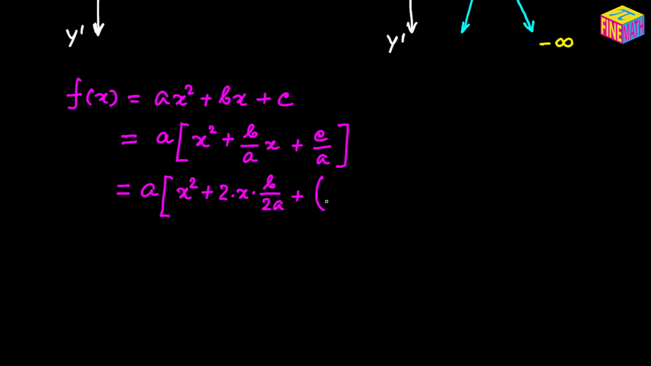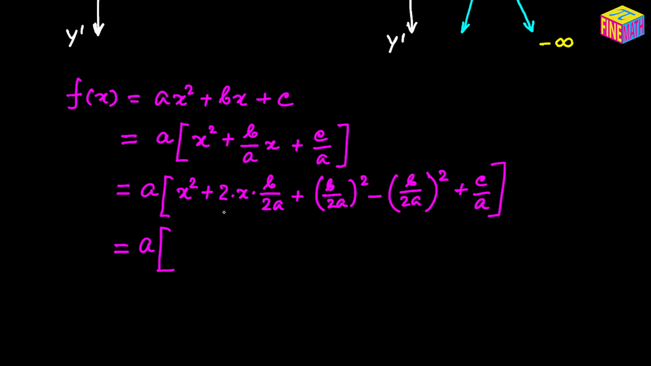plus we are now going to add a new term, b by 2a whole squared, and we're going to subtract it also, b by 2a whole squared, because we didn't have it, so we added it and subtracted it to keep everything in balance, and then plus c by a. So our quadratic expression looks like this. Now from here we can say, okay, this is a times, if you look at this portion right here, this is now x plus b by 2a whole squared.